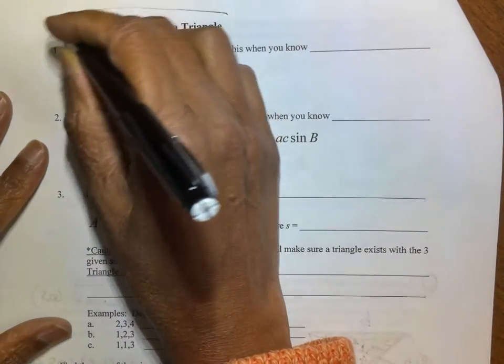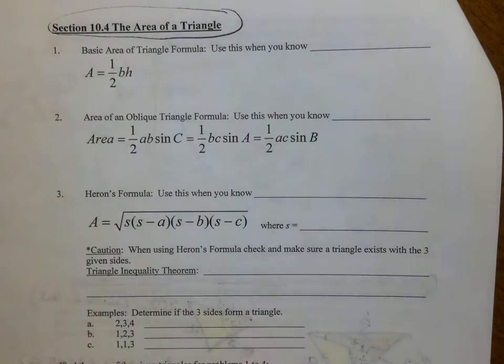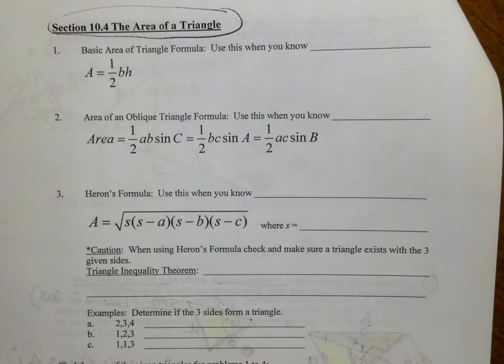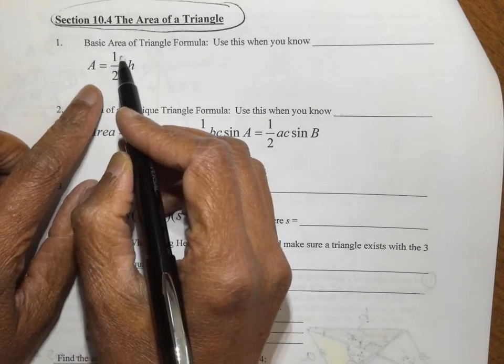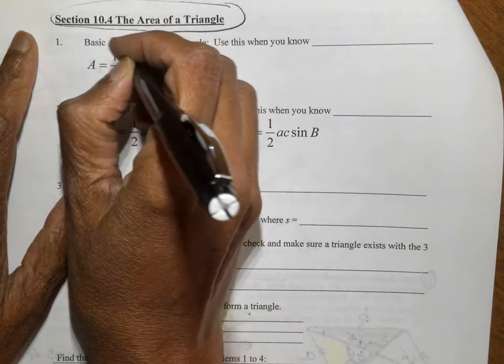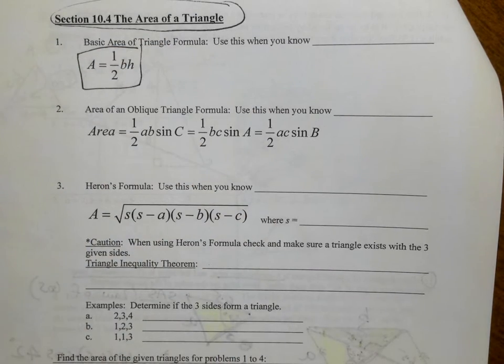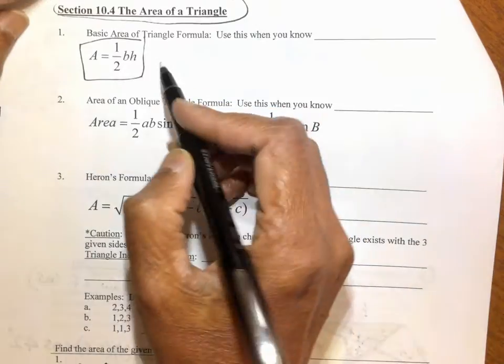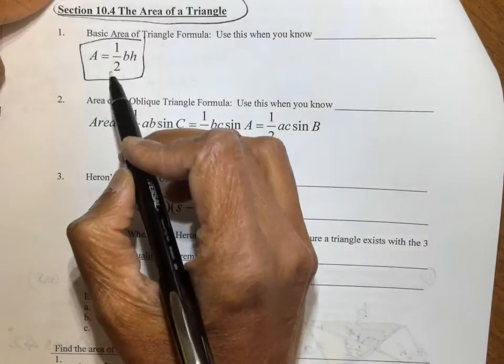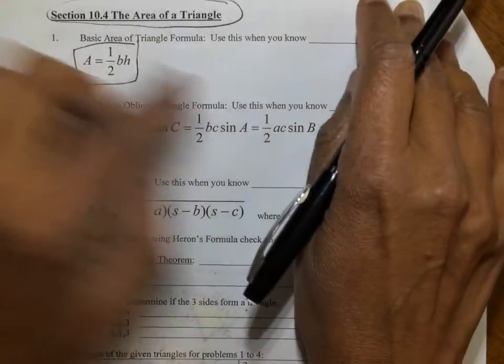It's not like we have never calculated the area of a triangle. We have done area of a triangle, but we have always done it using area equals half base times height. I hope this formula is familiar to you. This is what you guys have been using to find the area of a triangle from your middle school days, right? So the basic area of a triangle is area equals half base times height.